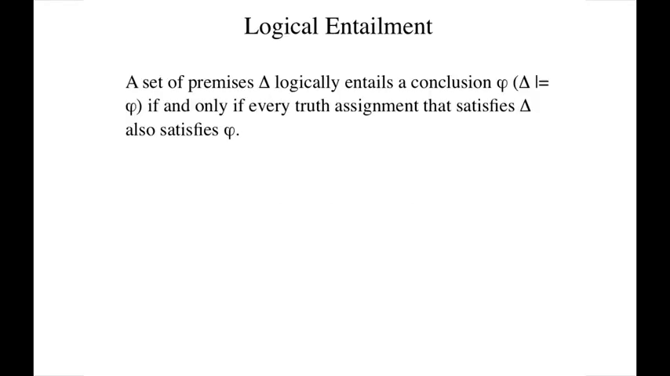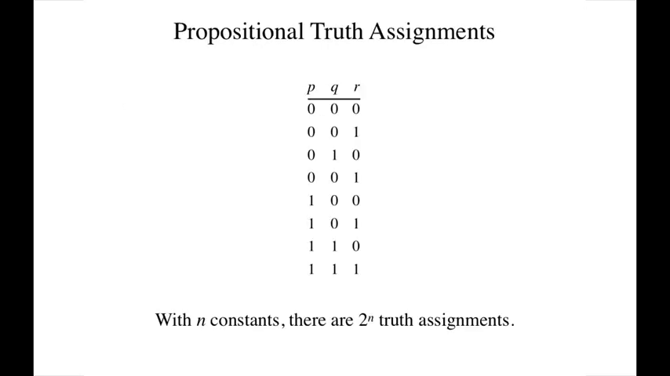Logical entailment for Herbrand logic is defined the same as for propositional logic. A set of premises logically entails a conclusion if and only if every truth assignment that satisfies the premises also satisfies the conclusion. In the case of propositional logic, we can check logical entailment by examining a truth table for the language. With finitely many proposition constants, the truth table can be large, but it's still finite.